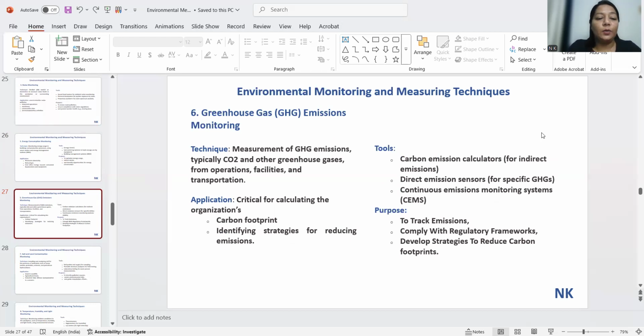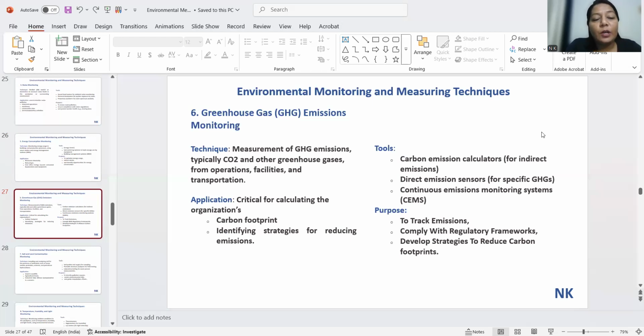This technique is used for measurement of GHG emissions, typically CO2 and other greenhouse gases from operations, facilities and transportation. CO2 is carbon dioxide. So these are the main measurements for this technique. In the application part, it is critical for calculating the organization's carbon footprint and identifying strategies for reducing emissions.